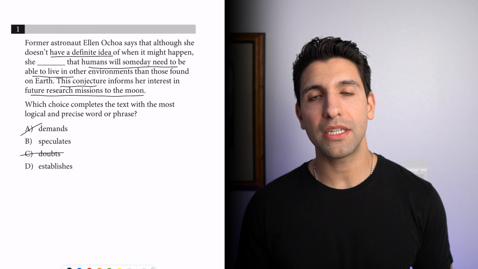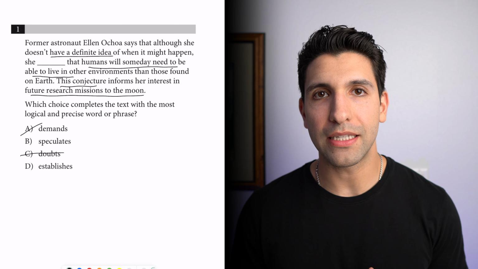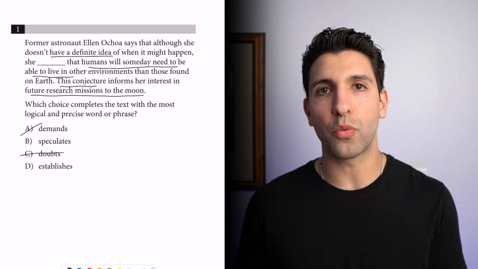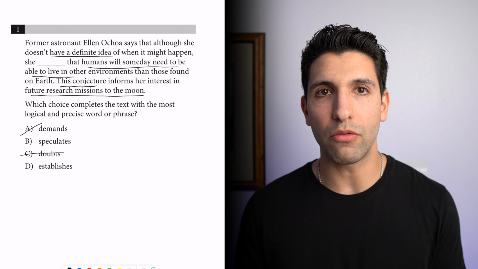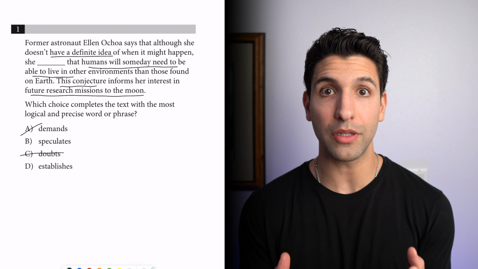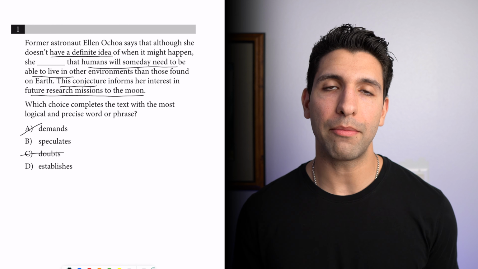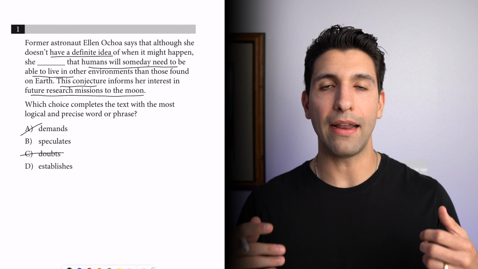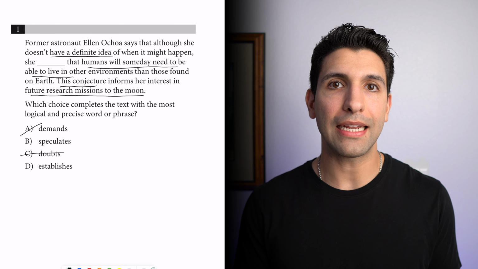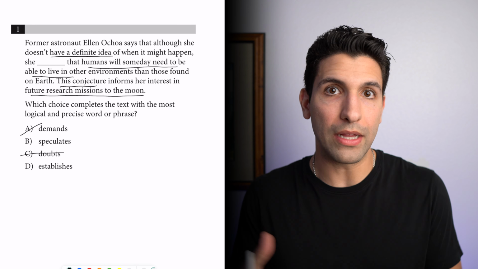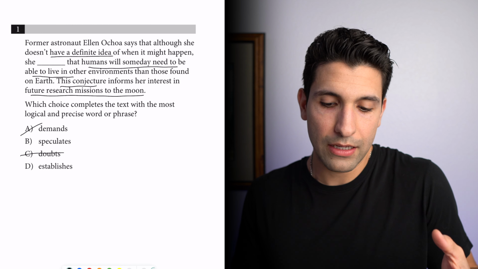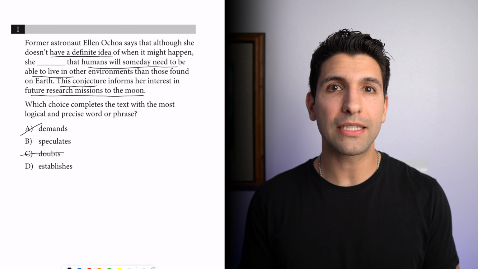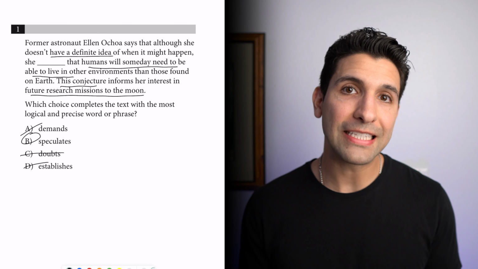And then establishes. If you don't know what establishes is and you were just between speculates or establishes, then you would need to really put those words in the blank and see which one sounds better, contextually speaking. But in this case, we know that establishes means that you know for a fact, based on a research or a factoid, that this is true. And what she's saying is that she doesn't know 100% when something will happen or if we're going to need to, but she does think that we're probably going to need to. So for that reason, I'm getting rid of D. B is indeed our answer.